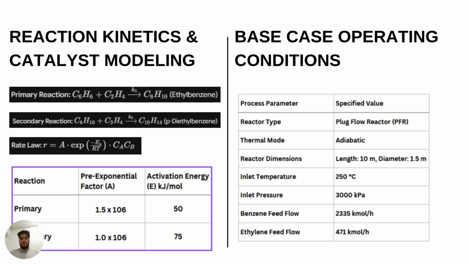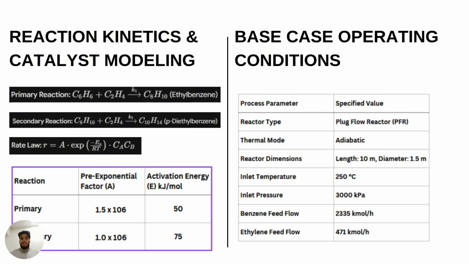Let's move on to the reaction kinetics and catalyst modeling. The heart of our model is the kinetic reaction set. We model the primary alkylation to form ethylbenzene and the consecutive side reaction that forms our main impurity, diethylbenzene. Using the Arrhenius equation, we inputted an activation energy of 50 kilojoules per mole for the primary reaction and a higher 75 kilojoules per mole for the side reaction. This effectively models our catalyst's natural selectivity towards ethylbenzene at our operating temperatures.